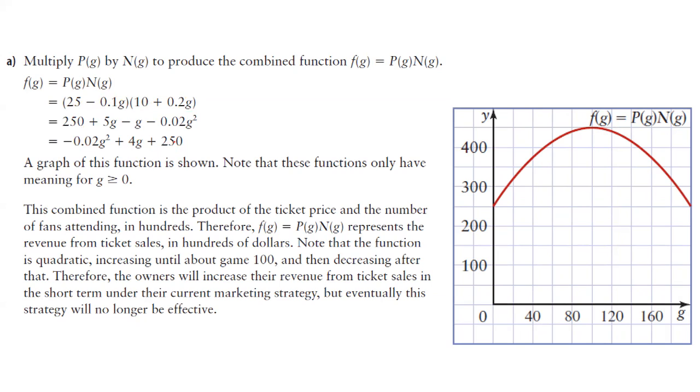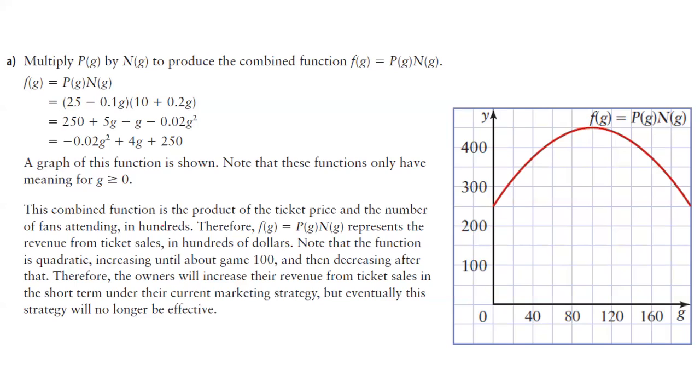Again, this is a polynomial function, right? And also, this is a quadratic function with a negative leading coefficient. So this function will open downwards, right? A graph of this function is shown on the right. Note that these functions only have meaning for G equal to or greater than zero, right? Because G here stands for the number of games played, so G cannot be negative.